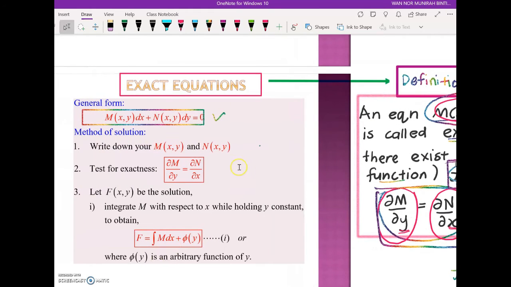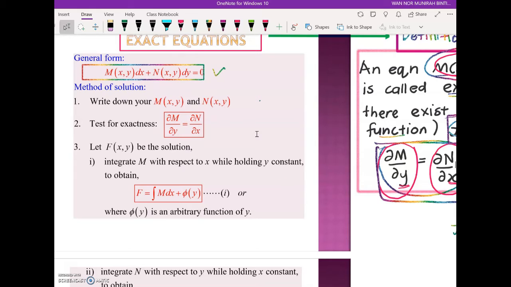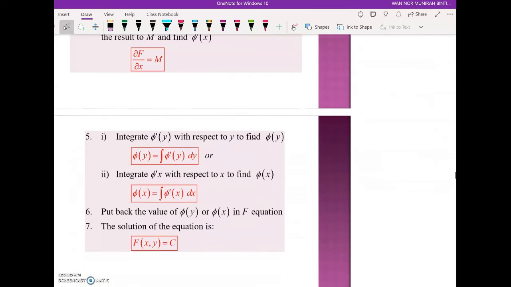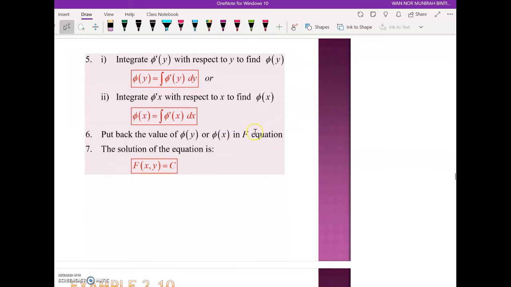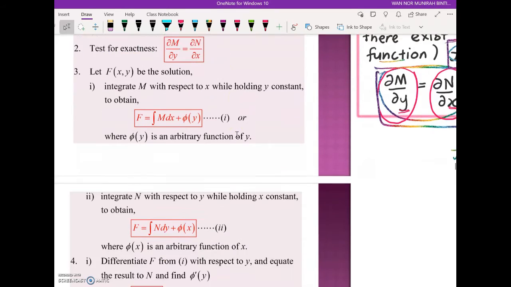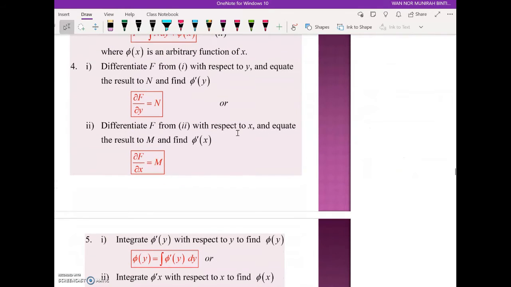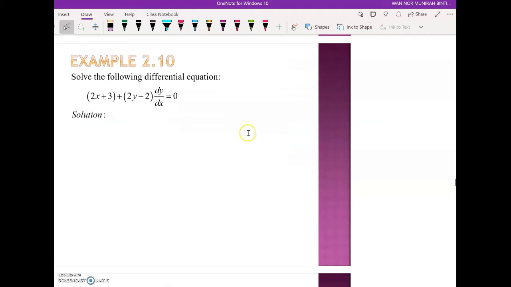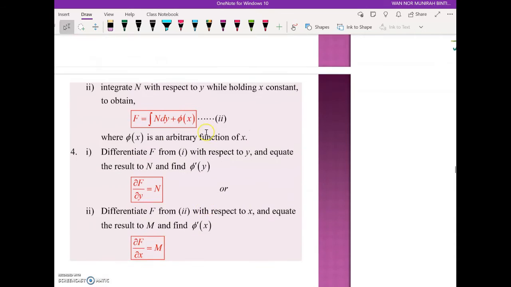In the PDF notes, it shows you the method of solution. There are seven steps of solution, which I hope you can read and reread again and again. But I'm not interested in showing you the method of solution itself. I just want to show you how to solve it, so that you can try to map or match it with the method of solution discussed in this section.